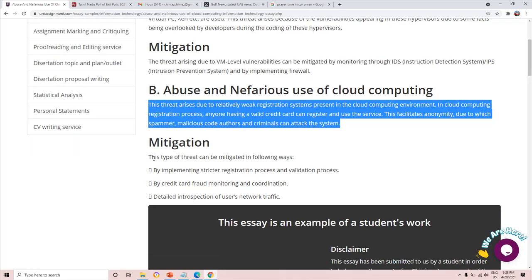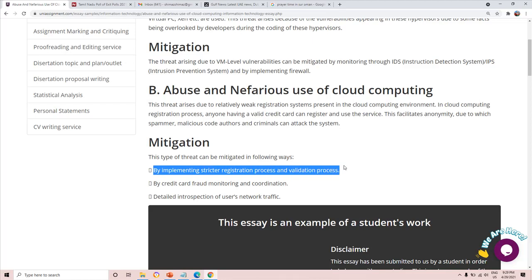How to mitigate this kind of threat? This kind of threat can be mitigated by implementing a stricter registration process and validation. So when any cloud user wants to register with the cloud service provider, the registration process has to be validated properly. The user's credit card, debit card details, address, personal details, all the information, and the user's background should be validated properly.